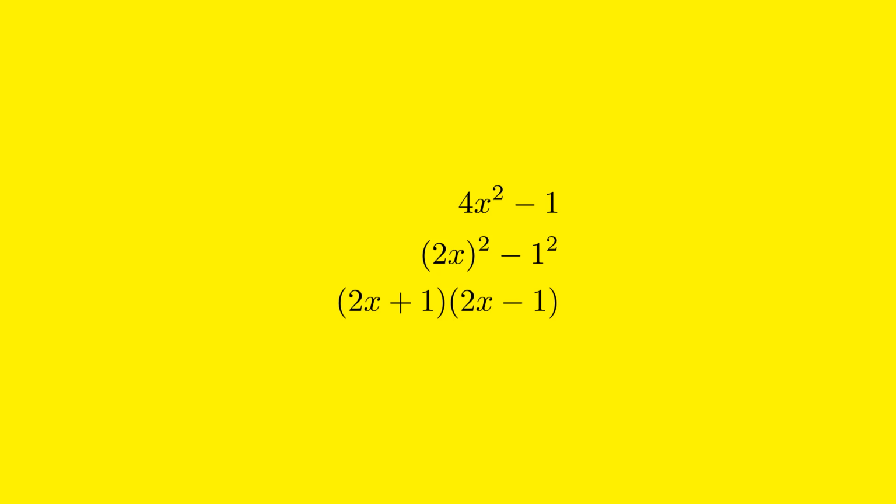The factorized form of the equation 4x squared minus 1 is (2x plus 1) times (2x minus 1).